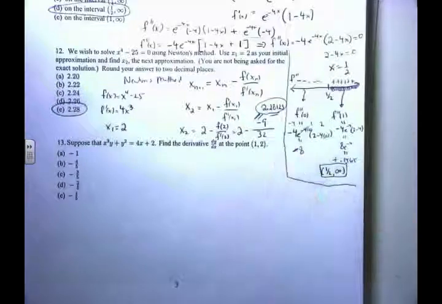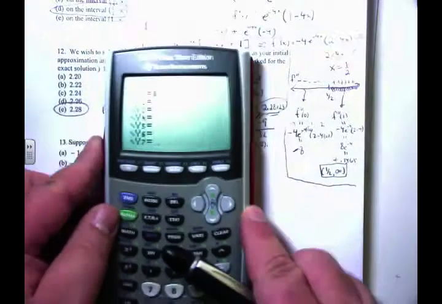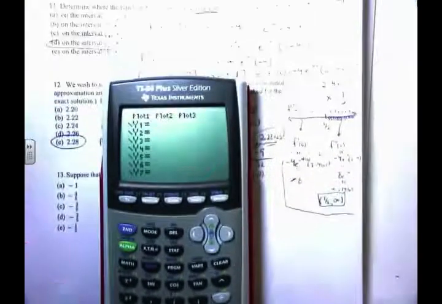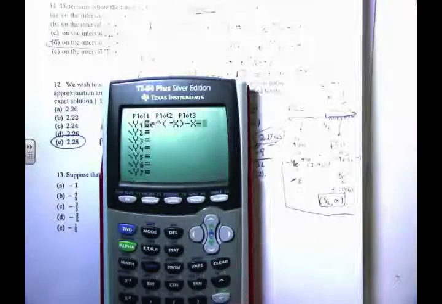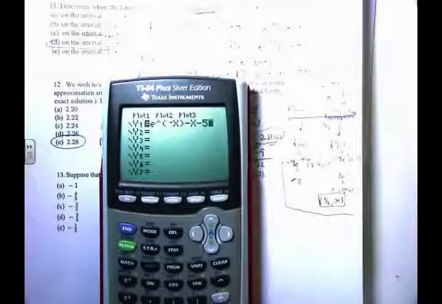Well, in this one, they gave you x1 equals 2. They gave you the initial condition. But let's say they got a problem here of, let's see if I remember it. On one of your tests, they gave you this one. Here's a function. They set it equal to 0. E to the negative x minus x minus 5 or something like that. They want you to find the solution when e to the negative x minus x minus 5 equals 0.